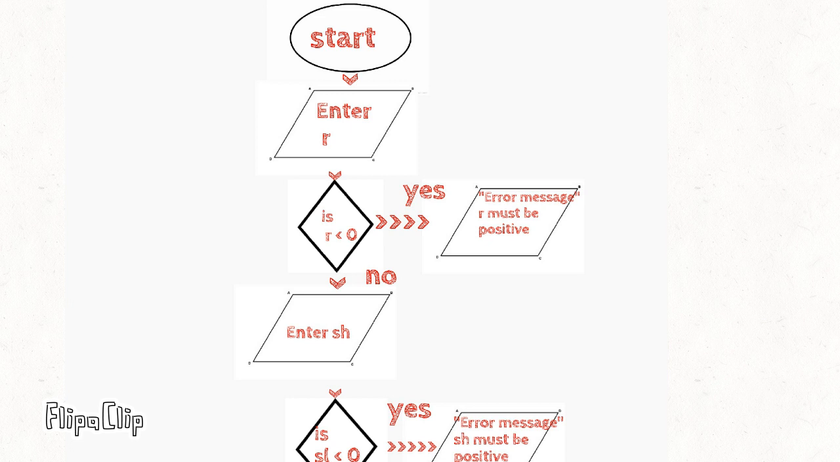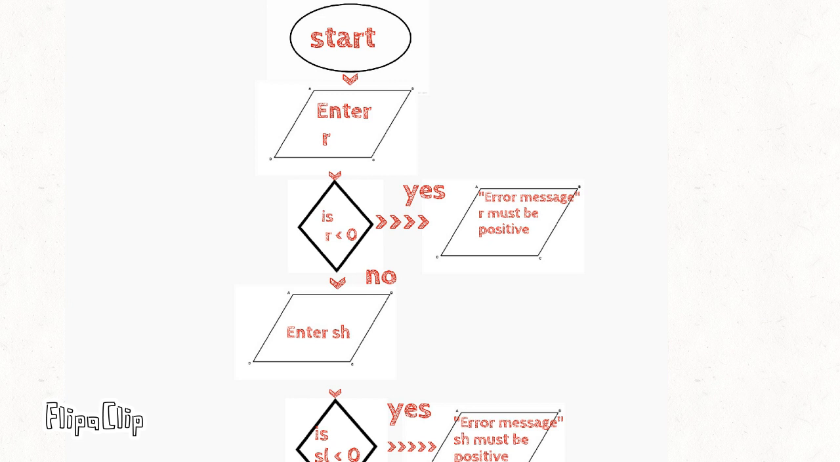But in this case, when you are putting that part into the flowchart, you use the diamond, which represents a decision box. In the pseudocode, it's saying if radius is less than 0, but in the flowchart, that if is going to change to is. So is radius less than 0, or is R less than 0? If yes, then you use the input or output box, the parallelogram, to say error message in quotation marks, R must be positive. But if no, you still use the parallelogram and say enter slant height, because it's the input now, inputting the slant height.